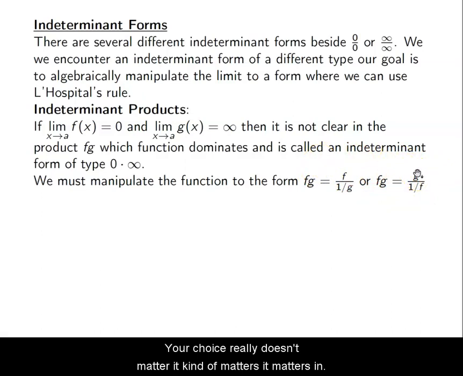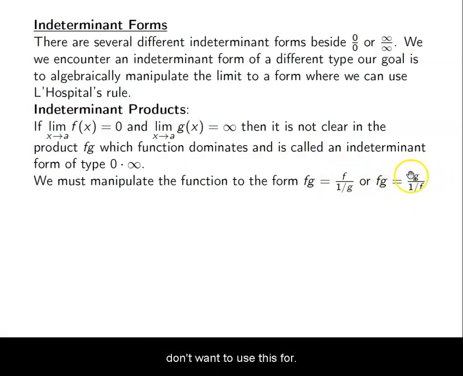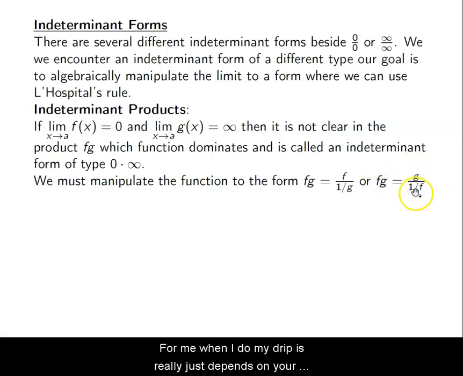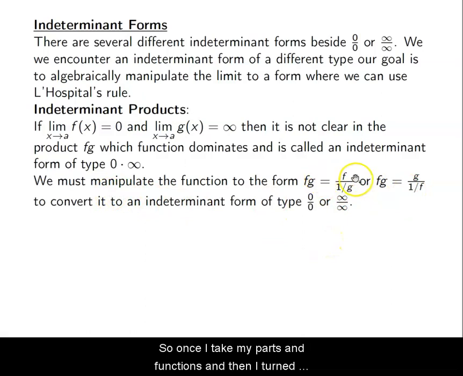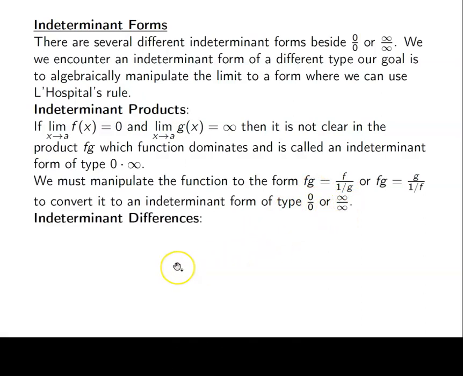It kind of matters. It matters in that one of the forms might be harder than the other. Okay, maybe this is harder to calculate than this is when we do L'Hopital's rule. So then maybe I'd want to use this form for me when I do my derivatives. It really just depends on your functions that you have. Okay, so once I take my product of functions and then I turn them into a division, a quotient of functions, then it should be in the form 0 over 0 or infinity over infinity, and then I can use L'Hopital's rule.